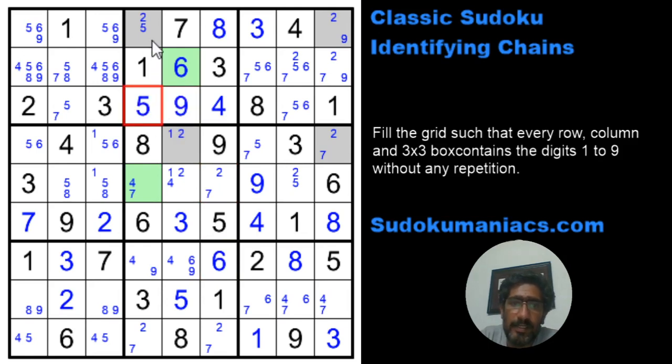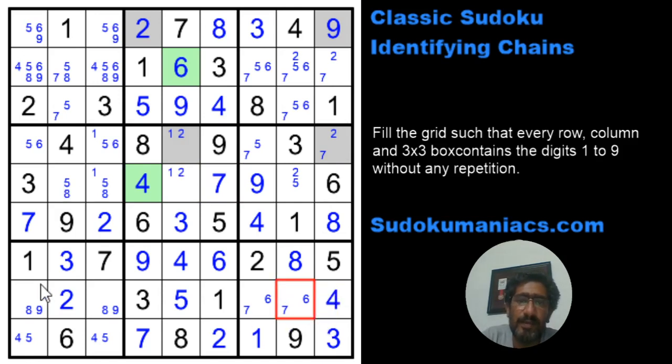So 4, 9, and this becomes a 5 and a 2. 9 is out. This is a 9. 6 is here, so 6 and 9 goes. 2, 7, 7. The 4 is out. This becomes a pair of 1, 2. So this becomes a 7. 2, 7, 2, 7. So this becomes a 4. Again we have a 6, 7, and then we proceed with the solve.